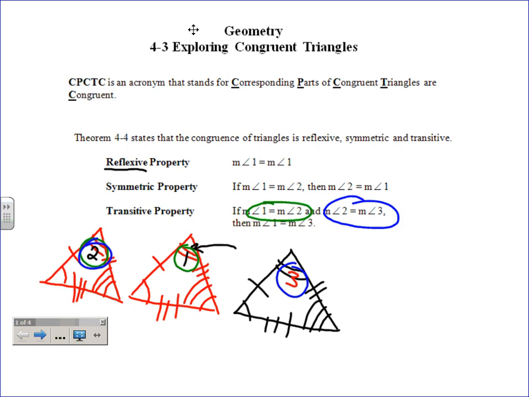Same idea here, but we're going to talk about it in angles. All right? So if this angle is the same as that one and that one is the same as that one, we know the other ones are the same. Okay? So that's the transitive property. Any questions on that?